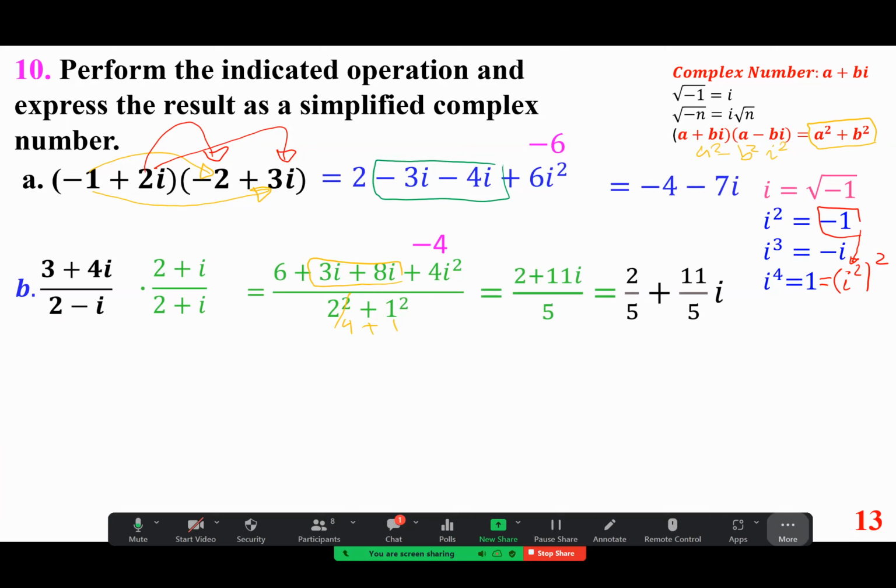You can leave it like that. However, if you cut it into two fractions, it becomes clear. A is 2 over 5, B is 11 over 5. So this is the standard form. If you left it like that, there's nothing wrong with that, as long as you can answer what is A, what is B.